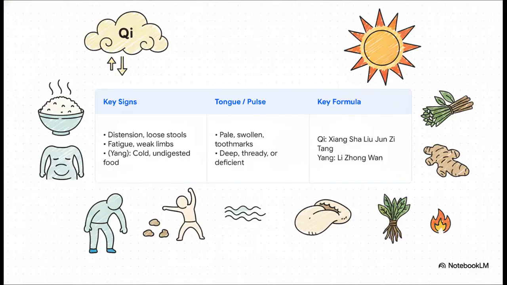For your boards, you have to know how to tell qi deficiency from yang deficiency. For spleen qi deficiency, you're looking for fatigue, bloating, and loose stools. The tongue will be pale and swollen. The formula? Xiangsha Liu Junzi Tong. Now, if you start adding signs of cold to that picture, like cold limbs or undigested food in the stool, you've moved into yang deficiency, and you'll need the warmer formula, Li Zhongwan.